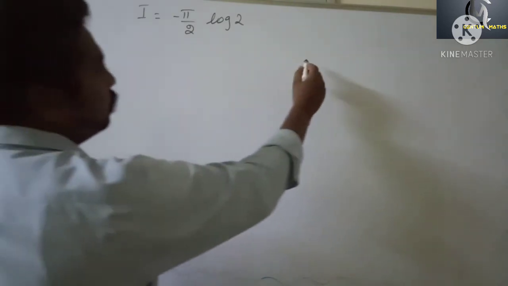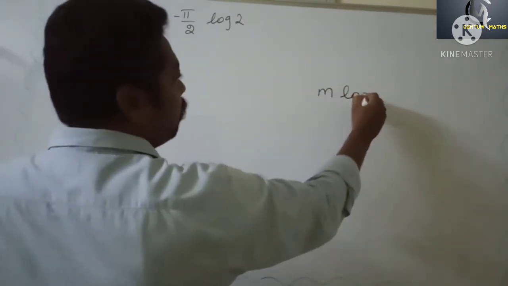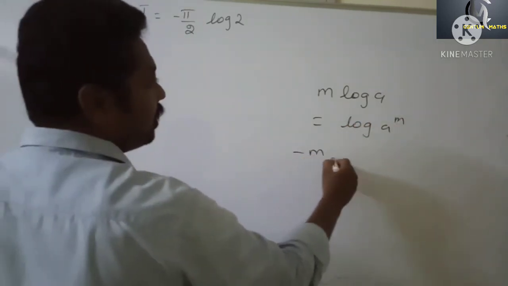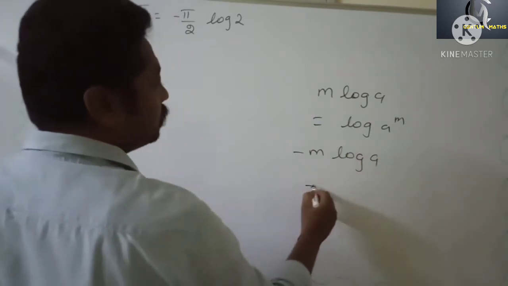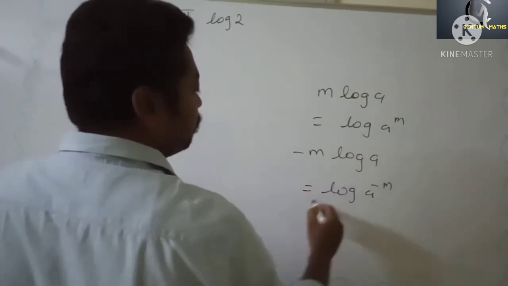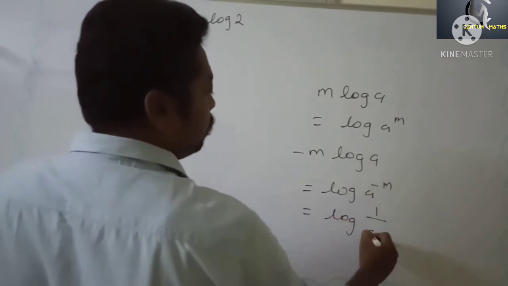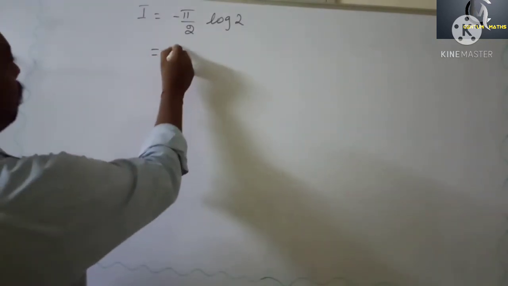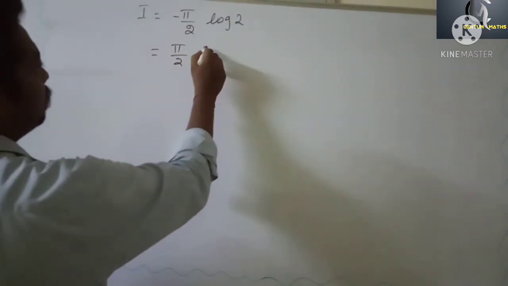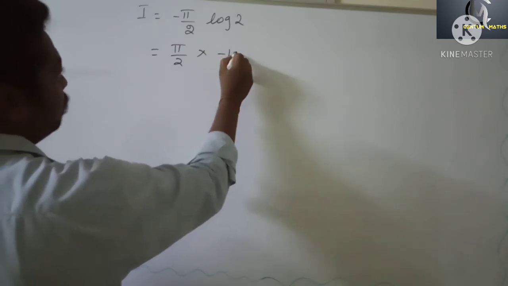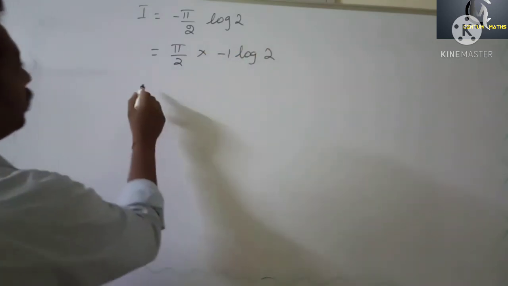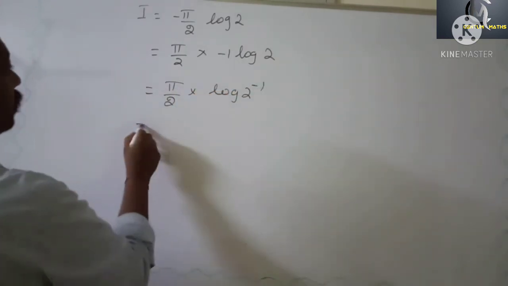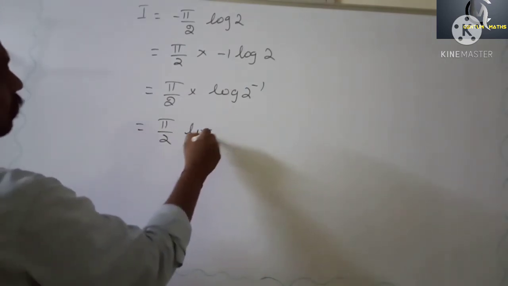What I am going to do is apply m log a equals log a power m. In the same way, minus m log a equals log a power minus m equals log 1 by a power m. So I am going to use this concept. In the same way, pi by 2 I am keeping outside, into minus 1 log 2. So pi by 2 into log 2 power minus 1 equals pi by 2 log 1 by 2.